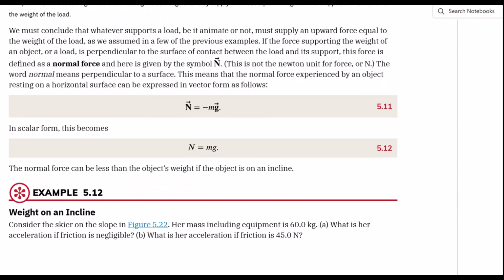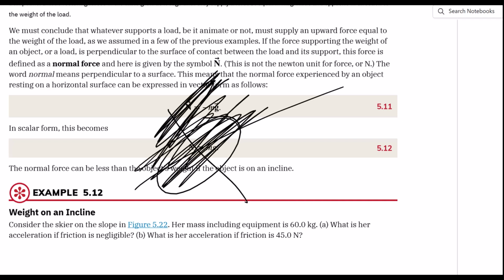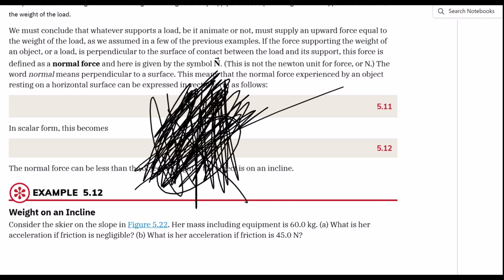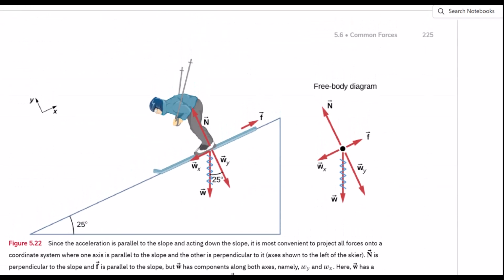And don't do this, because normal force is not always equal to mass times gravity. It is only equal to mg in very specific situations, so stop memorizing equations and actually look at the picture and see what's going on. Never, ever just memorize equations. And I say this as someone who did nothing but memorize equations for years and then had to unlearn it, and it was so painful. This is a great example of a time when normal is not equal to mg.